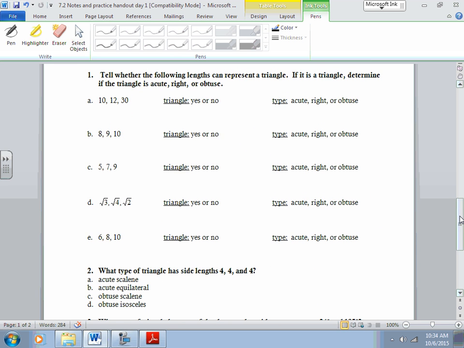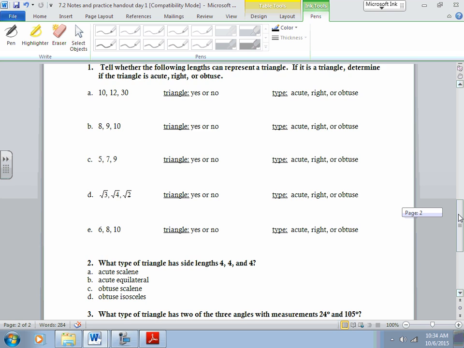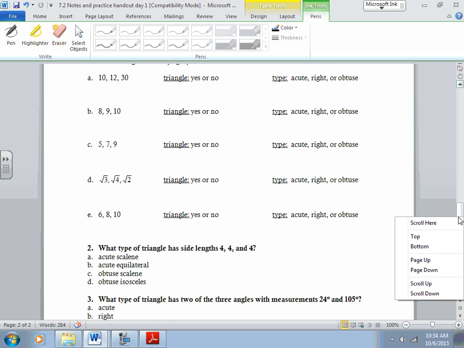I want you to determine whether those sides give you a triangle or not. And then I want you to determine if that triangle is an acute, right, or obtuse triangle. We'll do number one, the first one, A, together. Let's check and see if those sides make a triangle, yes or no. Show your work.